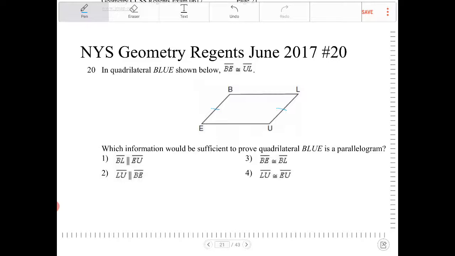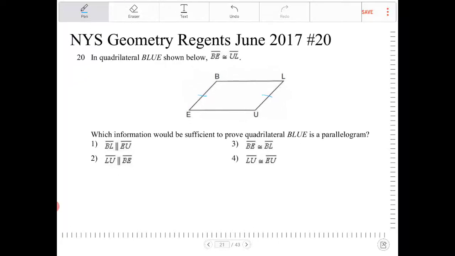It says BL is parallel to EU. That doesn't necessarily have to be the case, because I can certainly have a shape that is like this, and this is for option 1, where again BE and UL are congruent and BL is parallel to EU, so option 1 doesn't work. Let's talk about option 2.